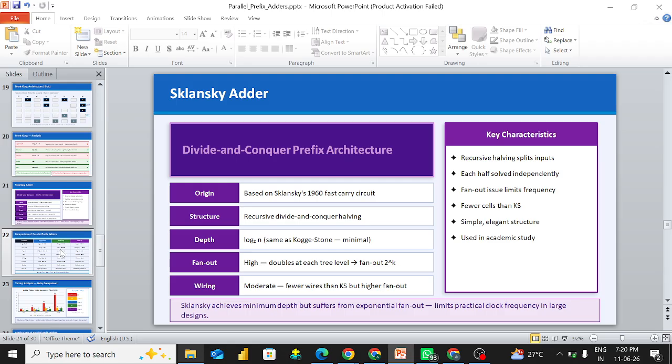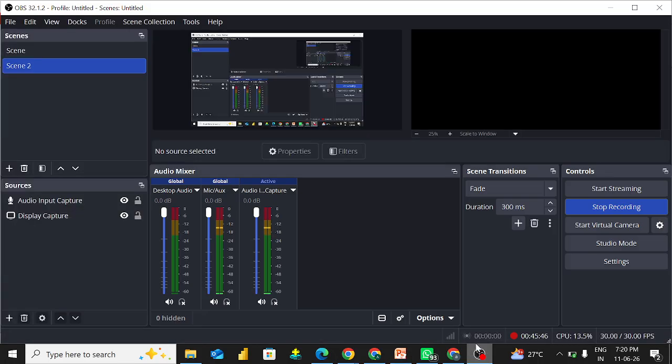Okay, so I hope everyone got the difference between these three adders. Okay, so that's it for this class, guys.